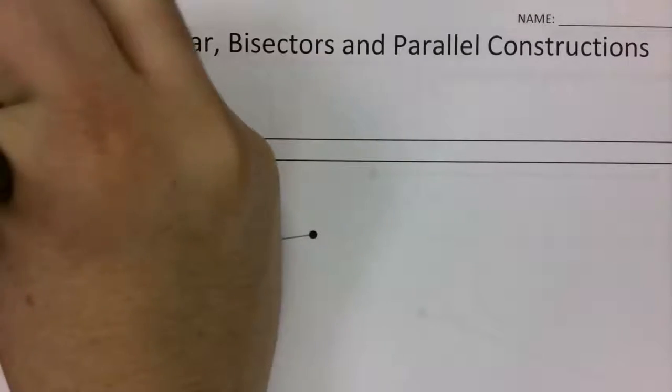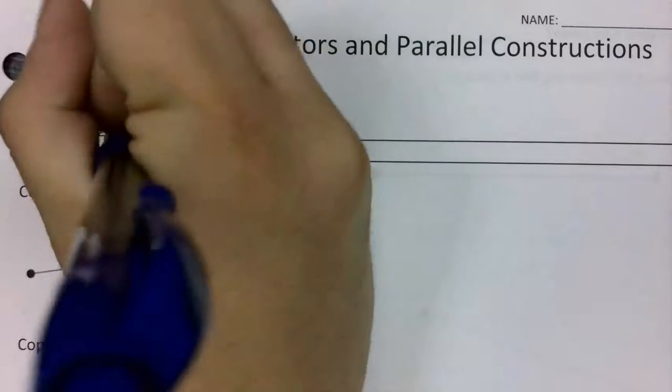The essential question for today is, why can circles be used to create bisectors?